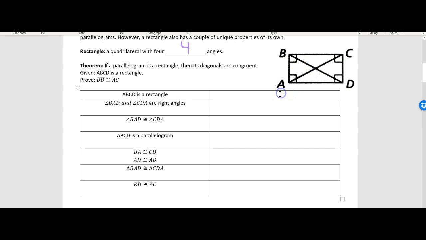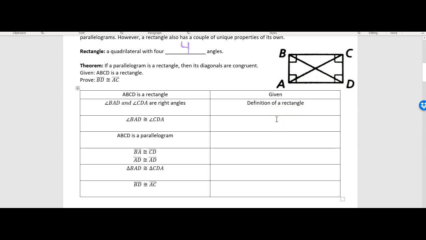Okay, so we are told that ABCD is a rectangle, and that would let us know that angle BAD and CDA are right angles, by the definition of a rectangle. If angle BAD and angle CDA are right angles, well, then they have to be congruent to each other. And I'm trying to think if we've actually ever used this in a proof before. We may or may not have.